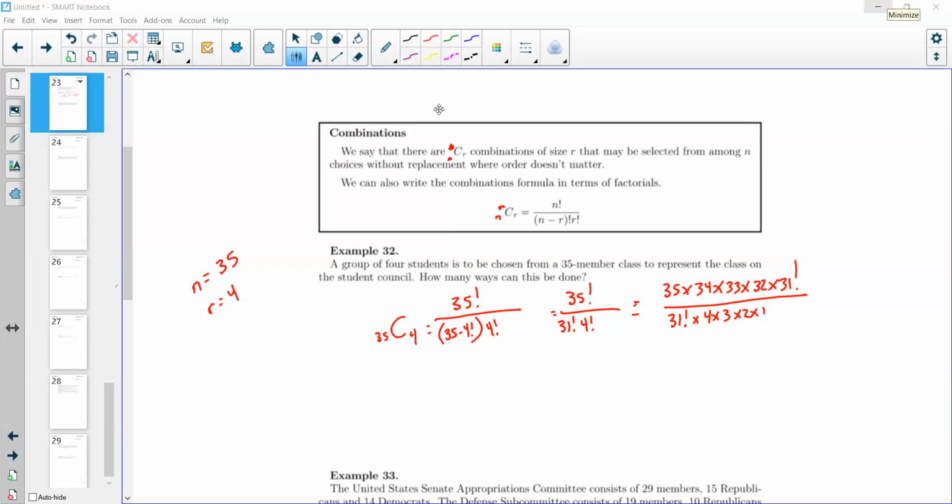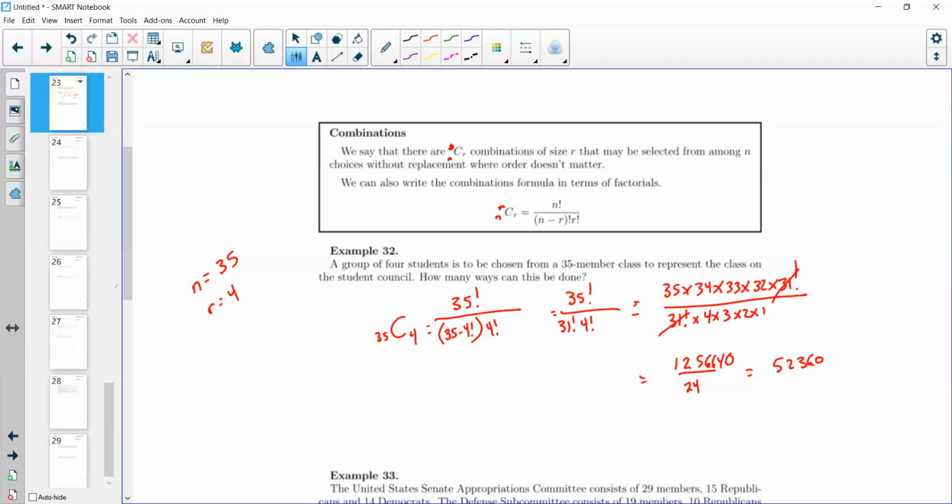Then we do our math. Our 31 factorials cancel out. Then we have 35 times 34 times 33 times 32, which is 1,256,640. Divide that by 24, and we get 52,360. Okay.